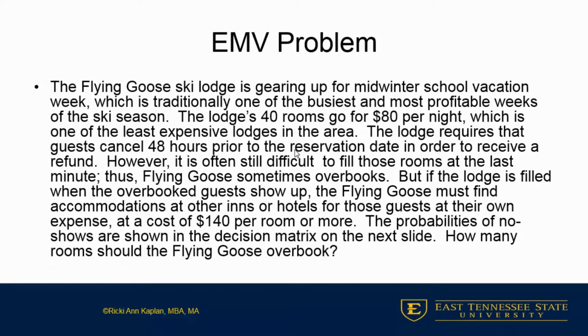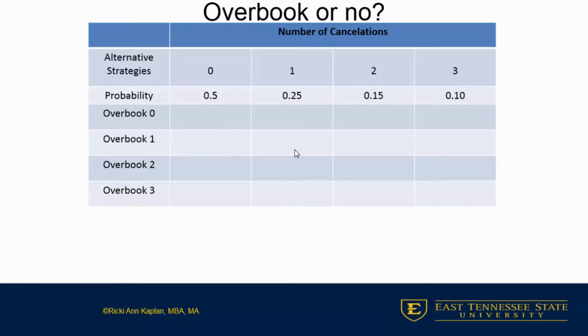We're going to start this problem with some assumptions. The first assumption is that Flying Goose is booking all the rooms, and that people are not just no-shows, they're calling and canceling. So we're not collecting that money. They've actually canceled. So if we take a look at this problem, we've set up a decision matrix on whether or not we should overbook. That's what we're taking a look at. That's our objective, is to figure out, should we overbook or not?